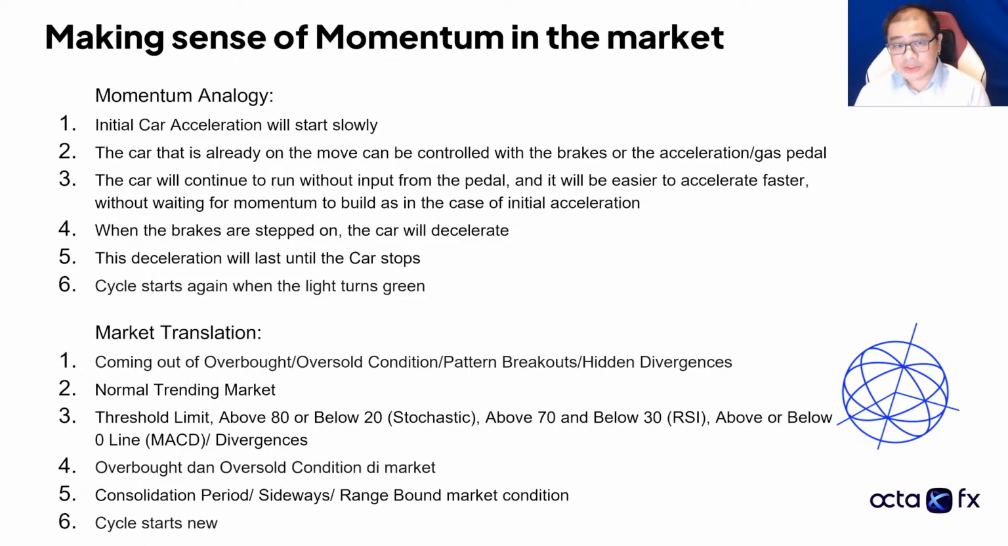So your initial car acceleration is actually coming out of an overbought or oversold condition, or a pattern breakout, or a hidden divergence. Okay, we're talking about a potential continuation here. When the car's on the go, we are looking at a normal trending market. The car and the market go in one direction. The market starts trending, or starts to go in one direction.